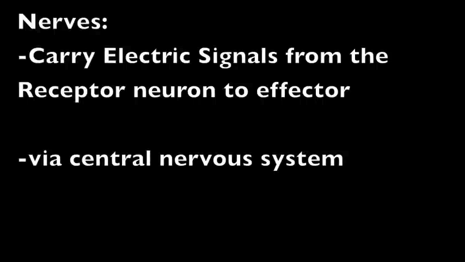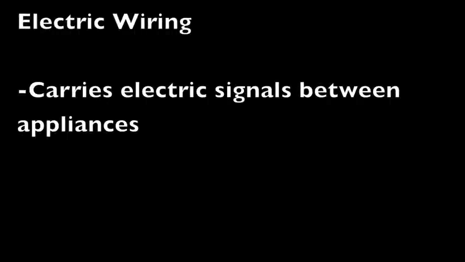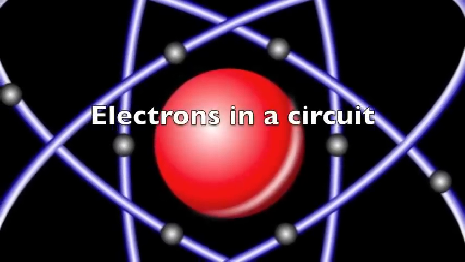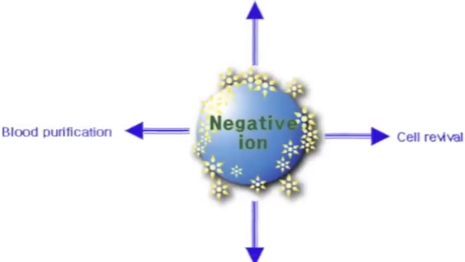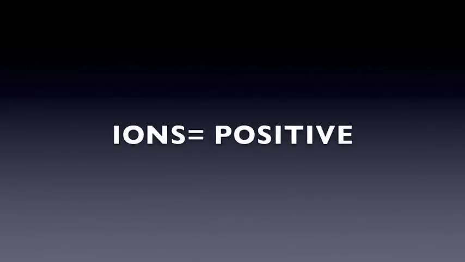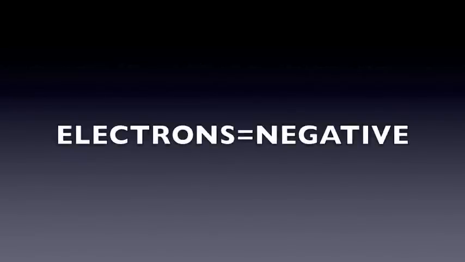They carry the electric signals from the receptor neuron to the effector via the central nervous system, much like the wiring in a circuit carries the electric signals between appliances. Electrons carry the flow of charge in a circuit, whilst the flow of charge in our nervous systems is carried by ions. These ions are positively charged, whilst the electrons in a circuit are negative.